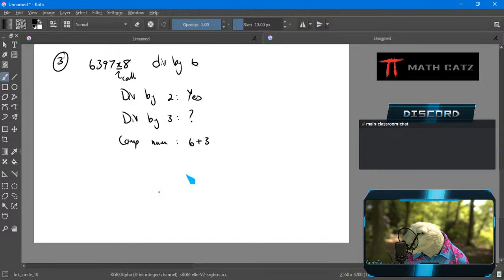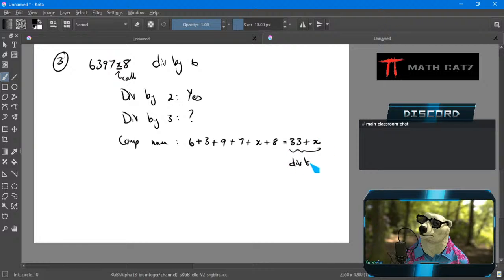It is a 9 and a 7 and an x and an 8. And so I get 9, 18, 25, 33 plus x. For that to be divisible by 3, the possible values of x will be 0 to get me 33, 3, 6, and 9.